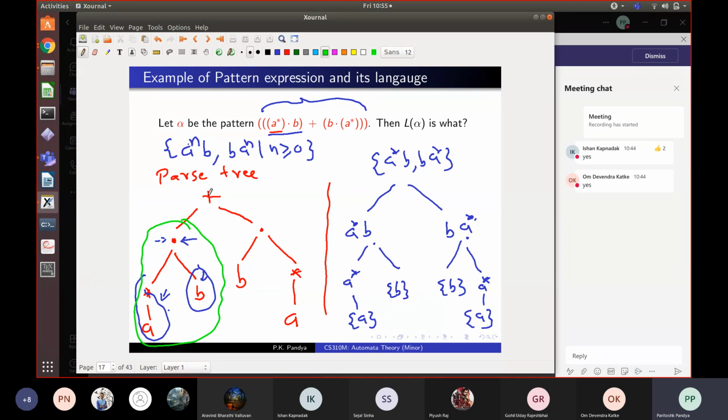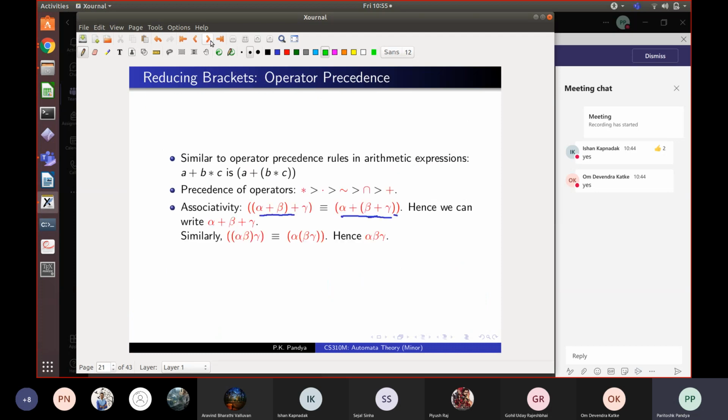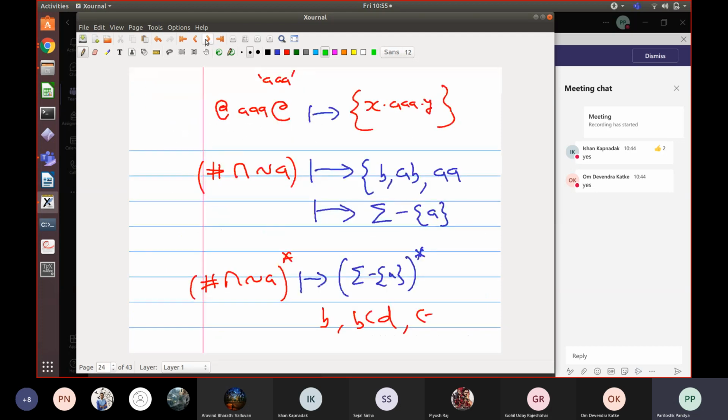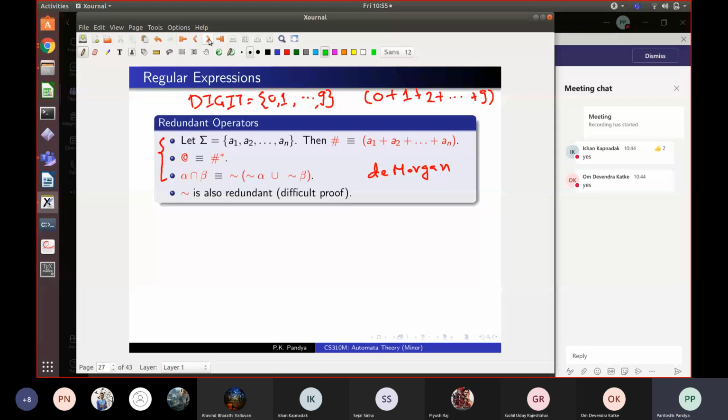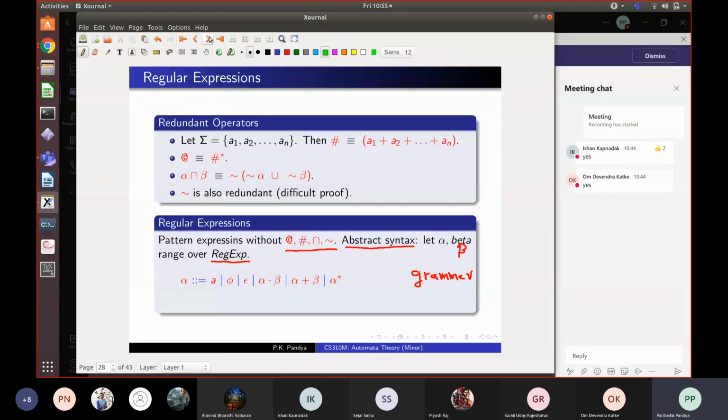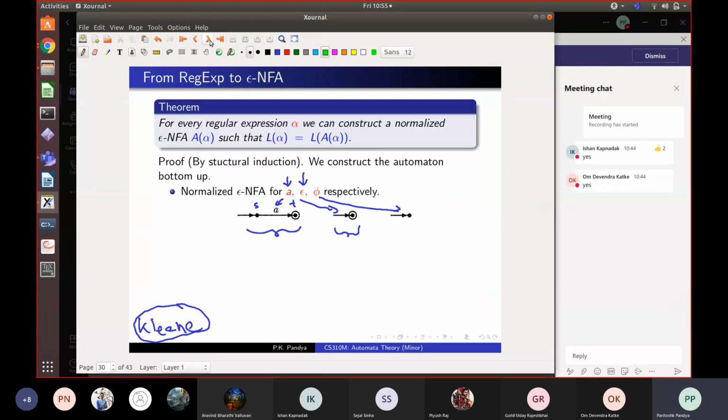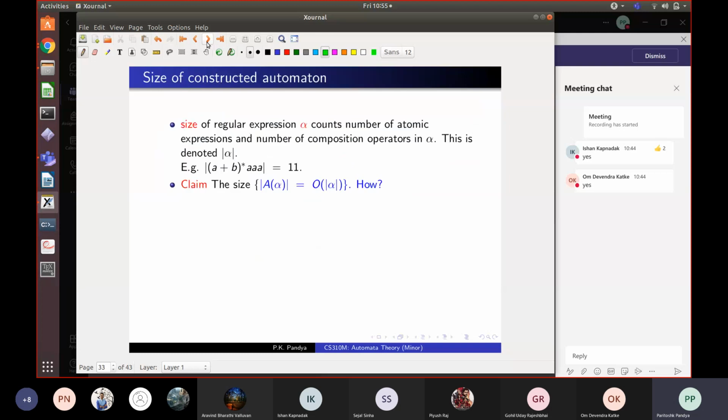Similarly, you do the same on this side, finally combine them using union, and by working in this bottom up fashion, you can construct the automaton for the whole expression. This is also inductive construction. These bottom up constructions are all called inductive constructions, and that is the main technique that we are using.